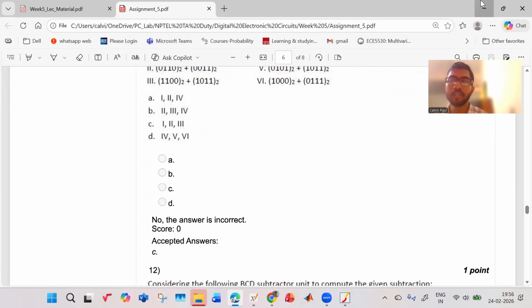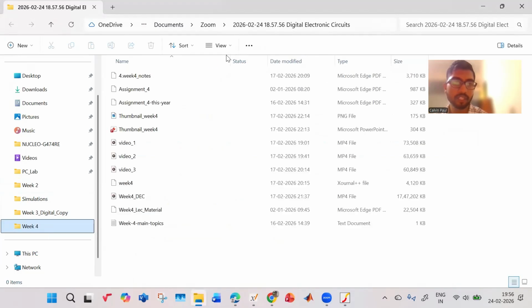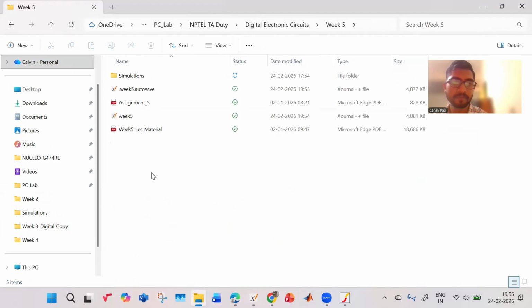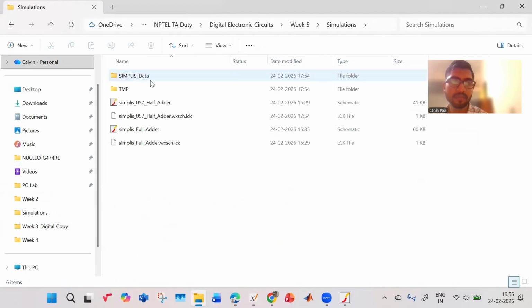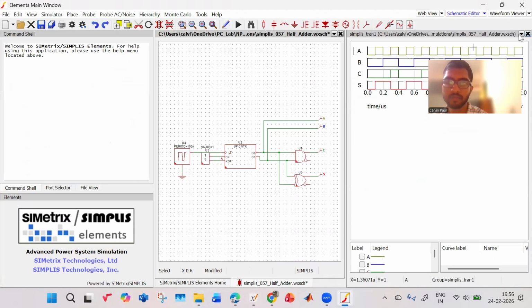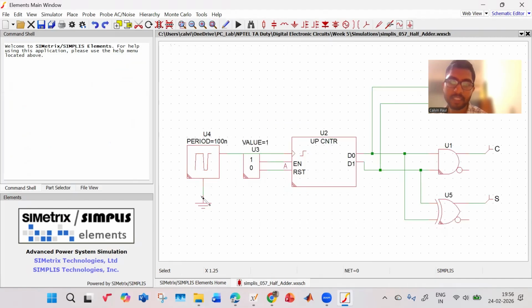Okay, so I'll also just show one simple simulation. This is a half adder circuit. Okay, let us see this. So this is a clock which is used to drive an up counter, so that it will generate the possible combinations of the two bits. That is okay. Let us see.